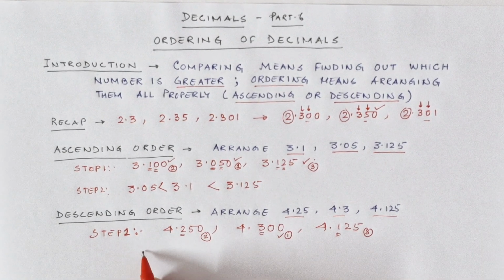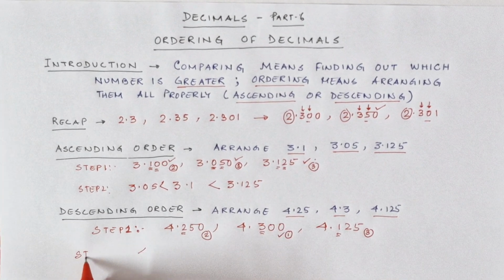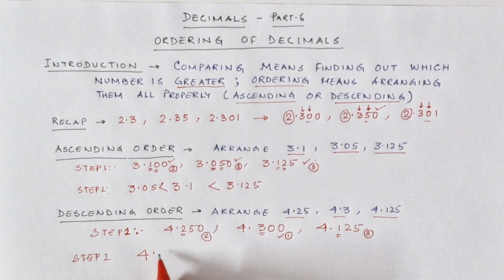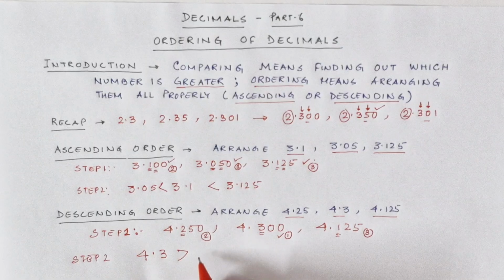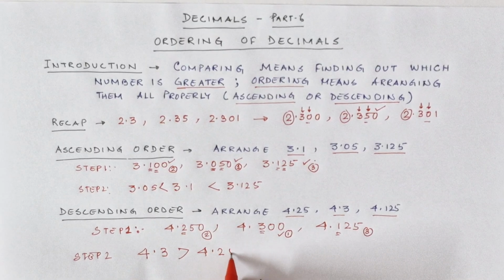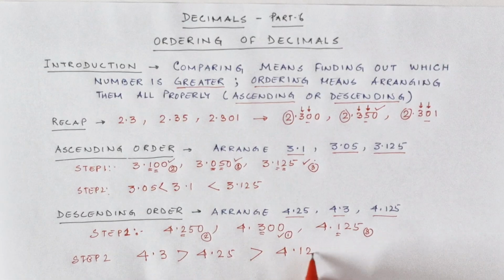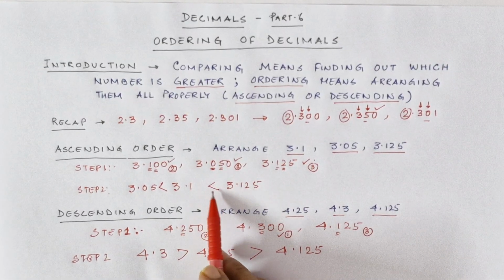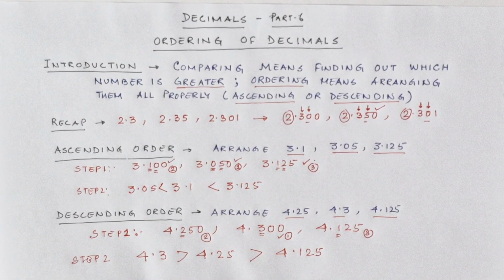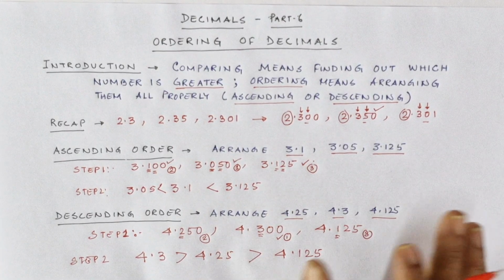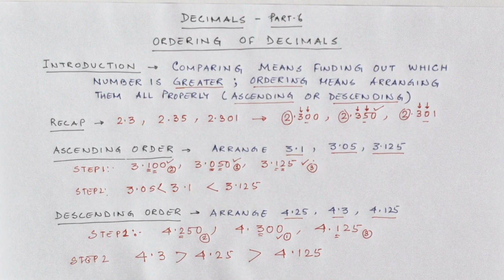So you need to write it in this way in step 2: 4.3 is greater than 4.25 is greater than 4.125. Students, this is the symbol of less than, and this is the greater than symbol. So this is, in a nutshell, a shorter version of ordering decimals.